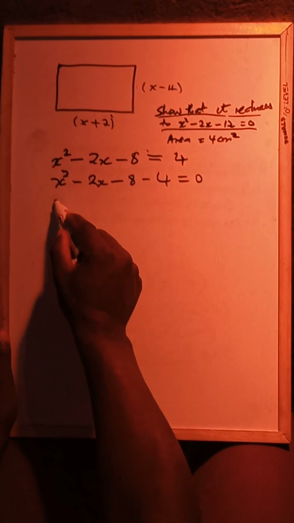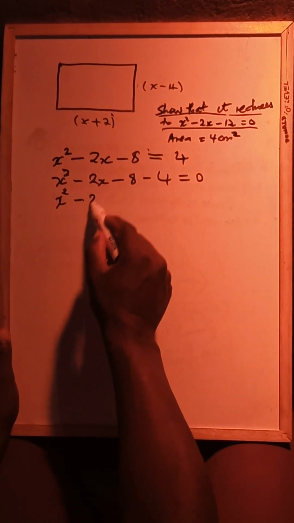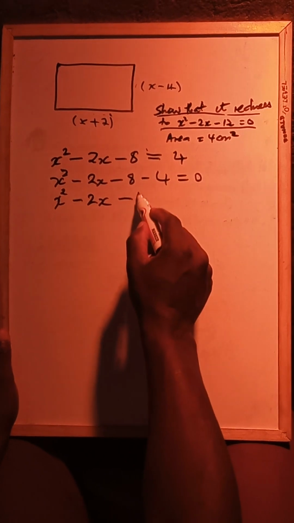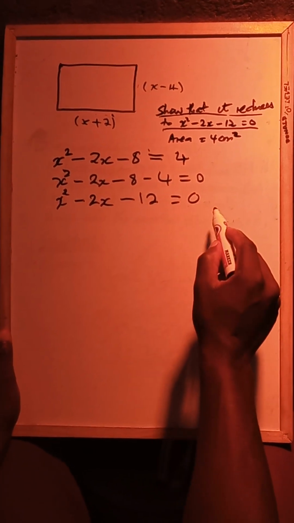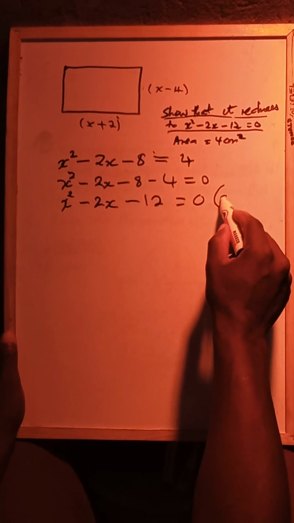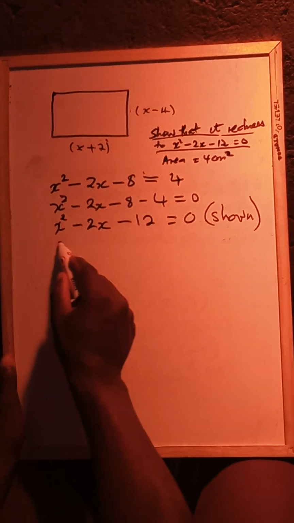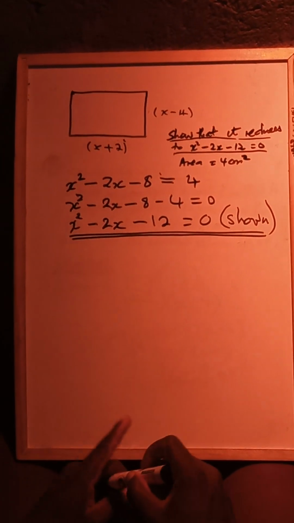So we are saying x squared minus 2x, minus 8 minus 4 is minus 12, is equal to 0. In brackets, this has been shown. So in brackets, this is our answer.